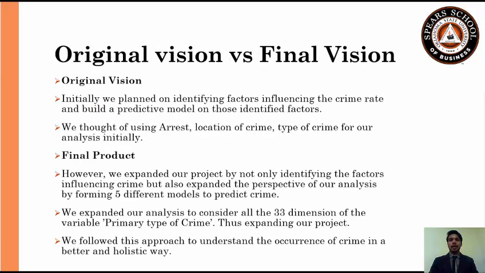Now let's talk about our original versus final vision. Initially, we planned on identifying factors influencing the crime rate and building a predictive model on those identified factors. We thought of using arrest, location of crime, and type of crime for our analysis initially. However, we expanded our project by not only identifying the factors influencing crime, but also expanding the perspective of our analysis by forming 5 different models to predict the crimes. We expanded our analysis to consider all the 33 dimensions of the variable primary type of crime, thus expanding our project.